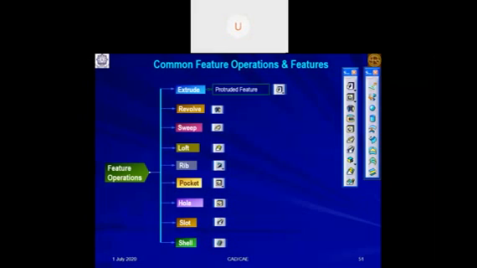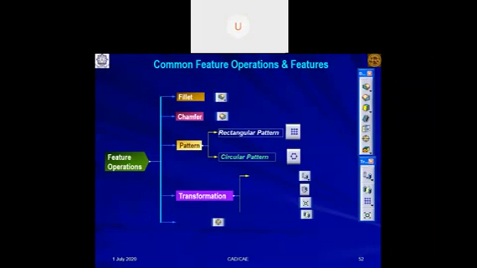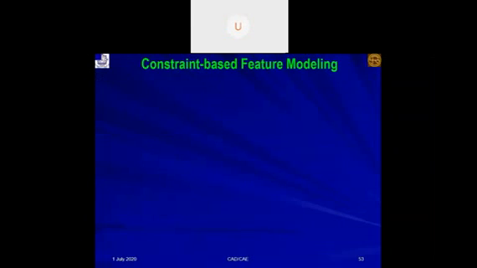Extrude creates the protruded feature. Axisymmetric objects can be created by revolve. Similarly, sweep, loft, rib, pocket, hole, slot, shell. So these are the different feature operations which convert 2D sketches into the 3D object. Many other feature operations exist, like fillet, chamfer, different types of patterns, rectangular pattern, circular pattern, and different types of transformation like translation, rotation, scaling, mirror, and threading.